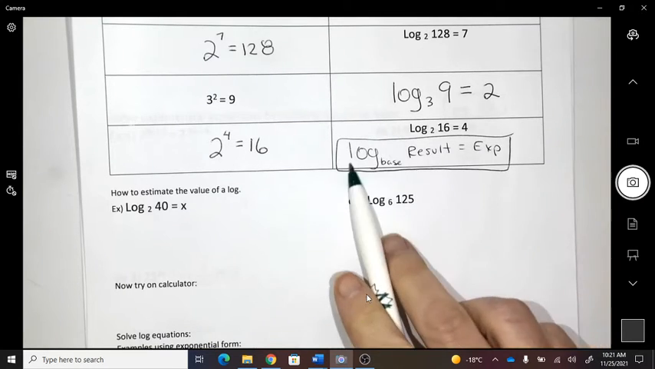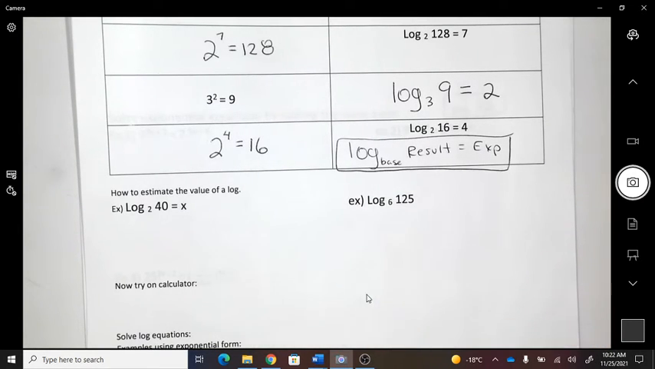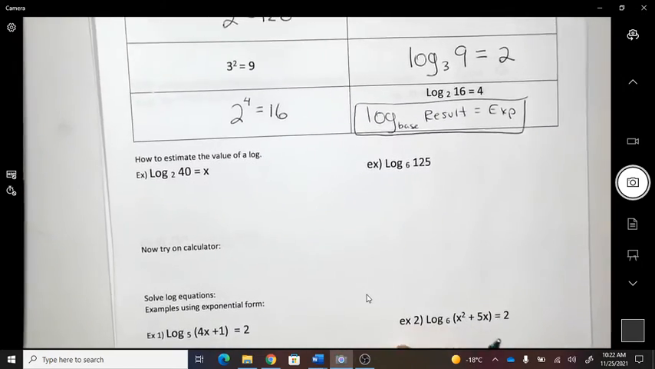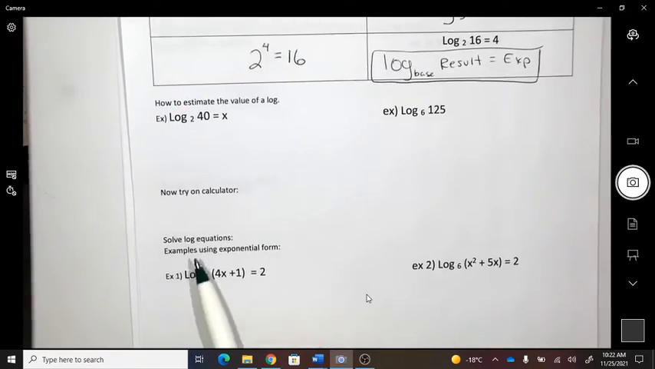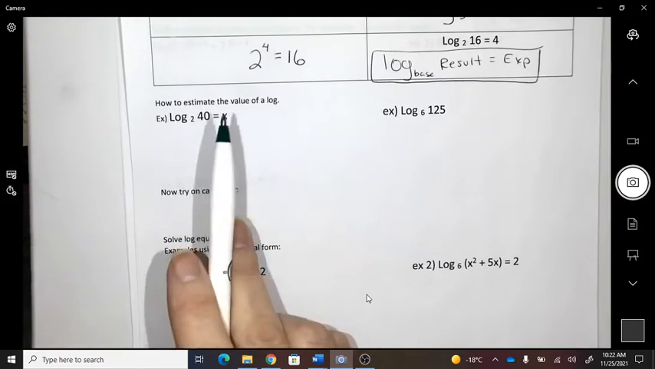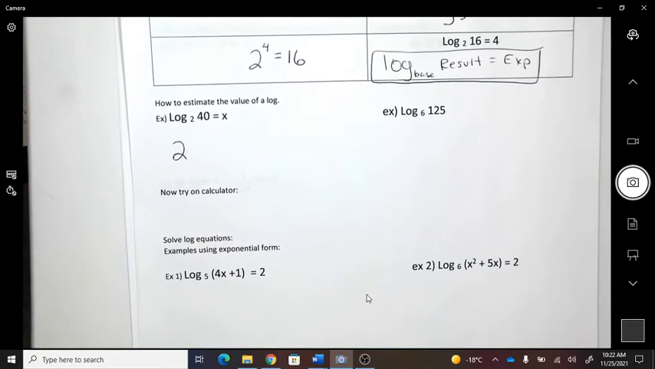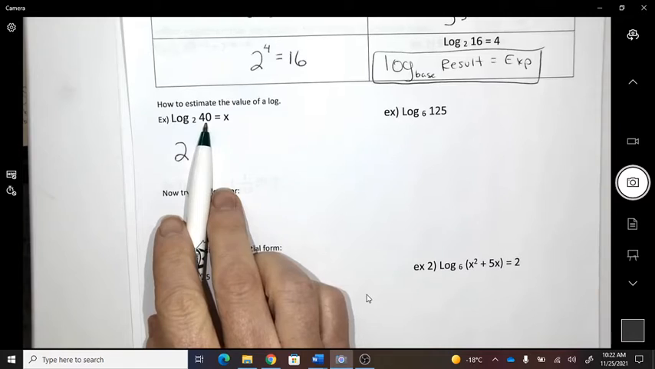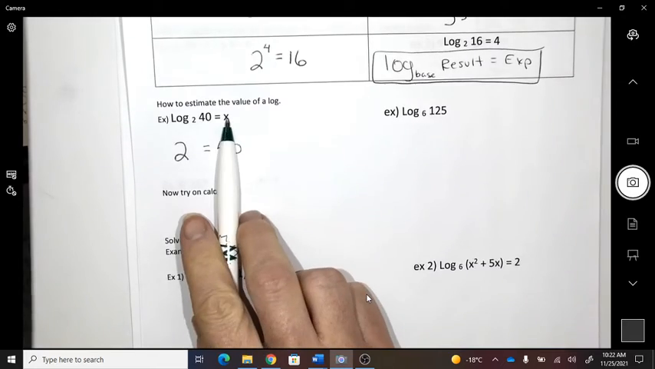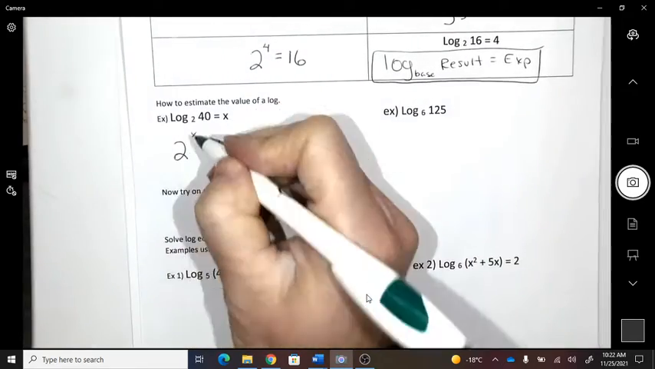That would be something if you needed to refer back to. That's the way it's always operating. Okay. Estimating. Okay, so 2 is what here? The base. 2 is a base. 40 is a what here? A result. And x is the exponent.